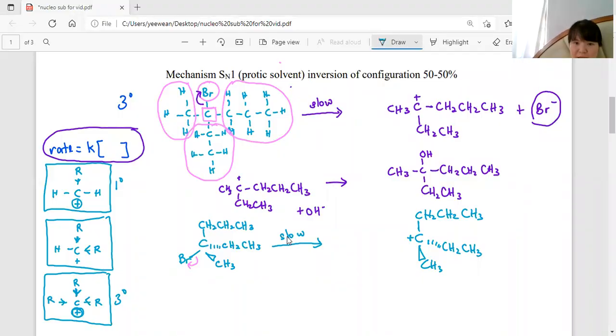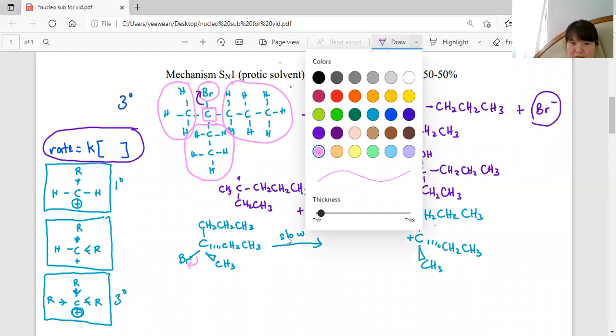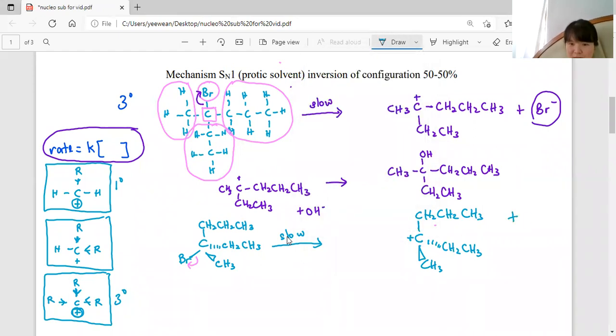Now, can you please imagine this, that it is flat, trigonal planar like that? It's this way going into our page so that I can demonstrate to you what's going to happen next. So the Br came out. Same as what happened up there. And I'm going to redraw this down here as the first step.